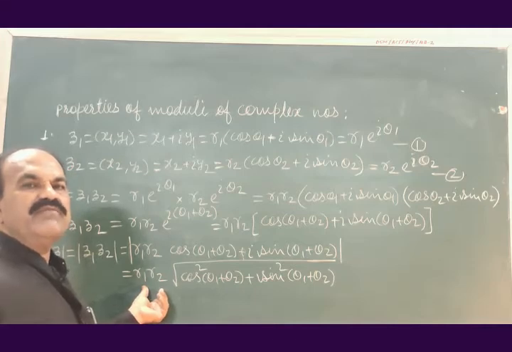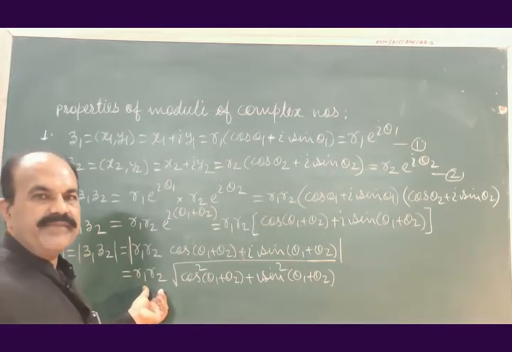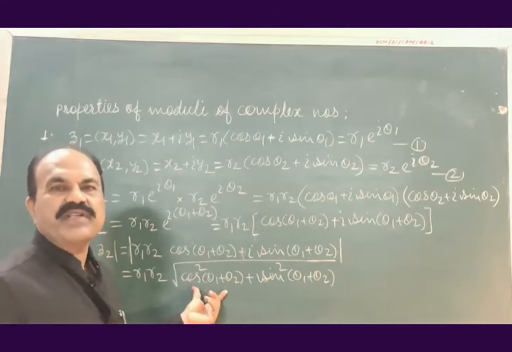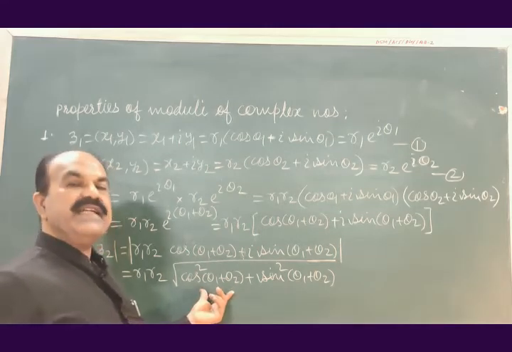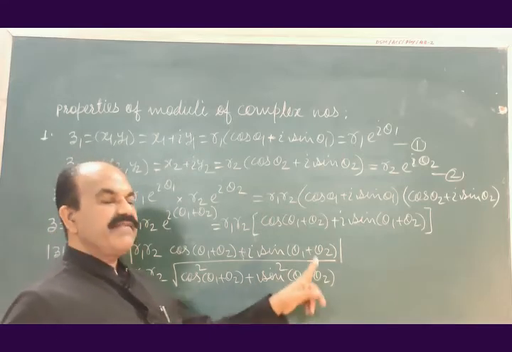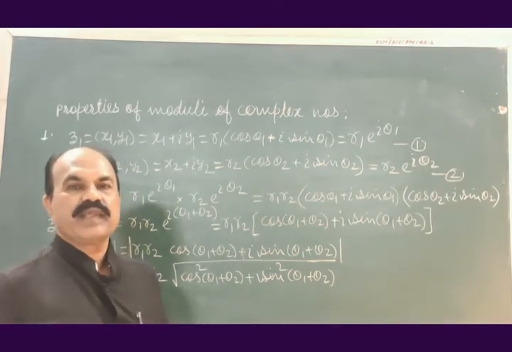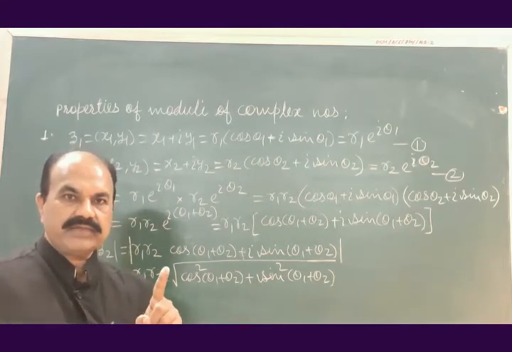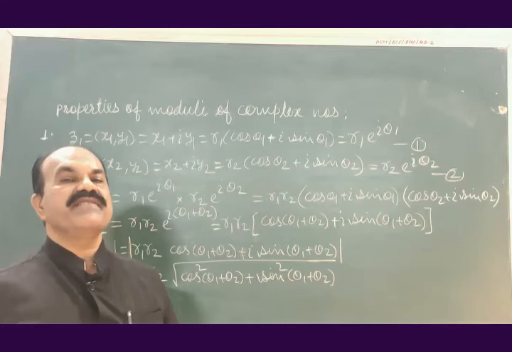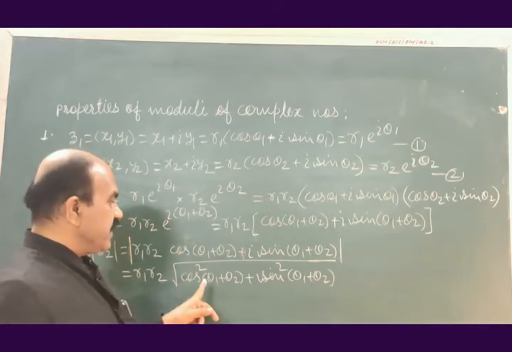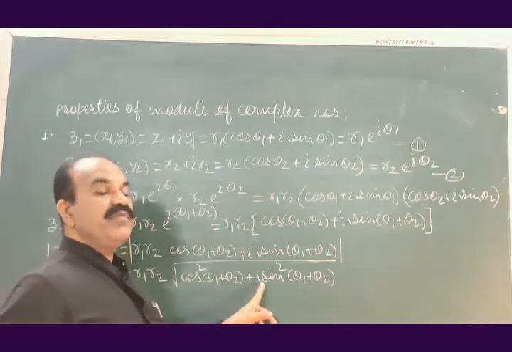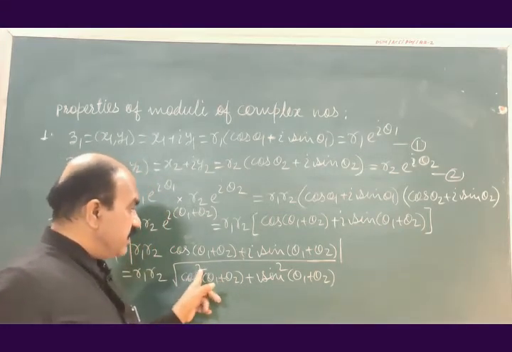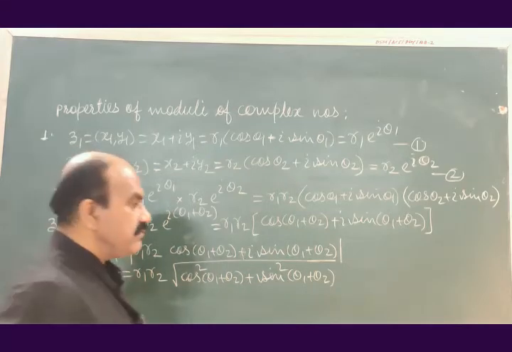R1 R2 will come outside automatically, and square root of x square plus y square will be cos square theta 1 plus theta 2 plus sin square theta 1 plus theta 2. What is cos square theta plus sin square theta? It is 1. If cos square theta plus sin square theta is 1, cos square theta 1 plus theta 2 plus sin square theta 1 plus theta 2 is also 1. So this term will be square root of 1.